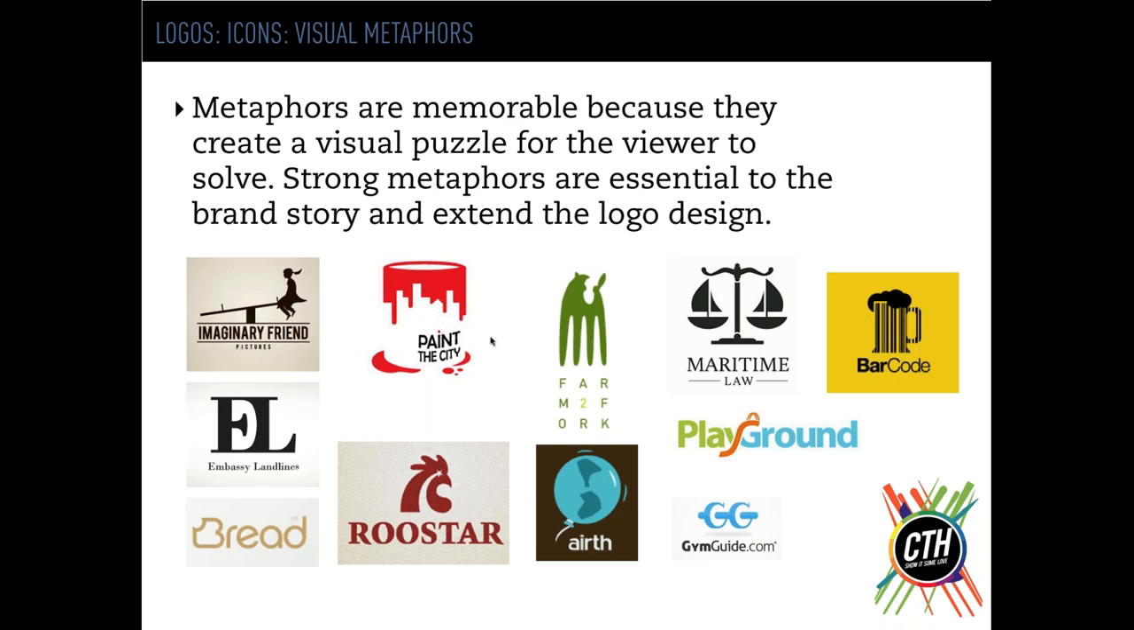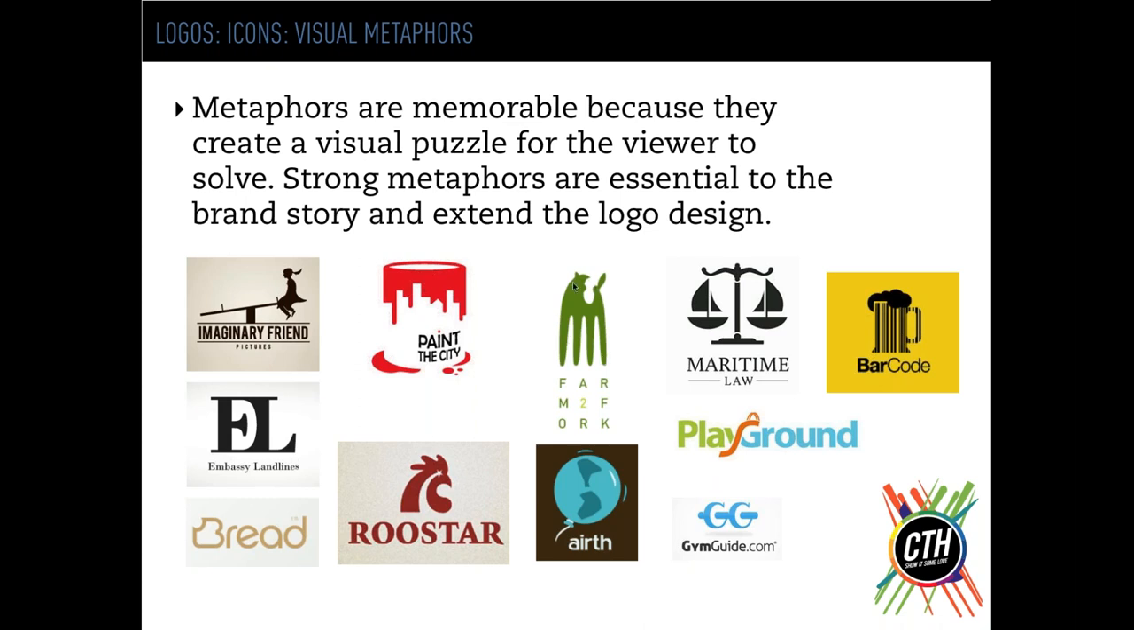This one, paint the city. What do you see there? Two images, right? Yep. The drips and the city. Now, negative space is your best friend when it comes to making a logo. And you can see that here. And I guarantee you that the way they came up with this is they were sketching out a paint can, and somebody looked at it and thought, you know what? That kind of looks like a cityscape. And they developed it further, and there you go.